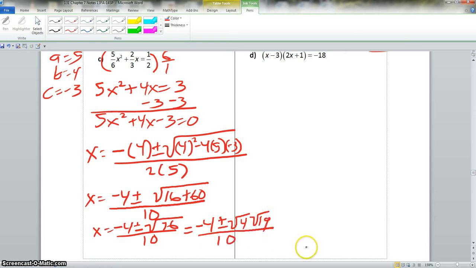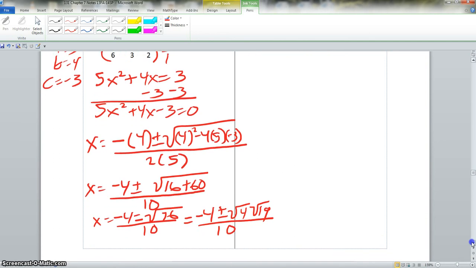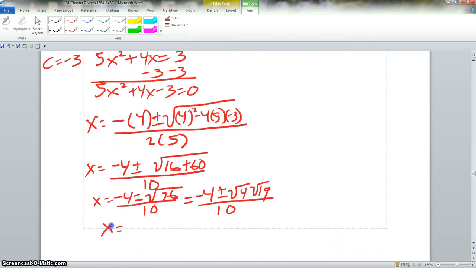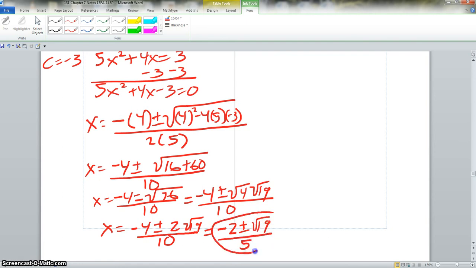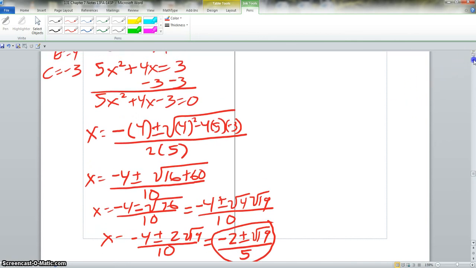So we would end up here with x is equal to negative 4 plus or minus 2 square root 19 all over 10. Now, negative 4, 10, and 2 all have 2 in common. So our final answer would be negative 2 plus or minus the square root of 19 all over 5. And that is the final answer for C.